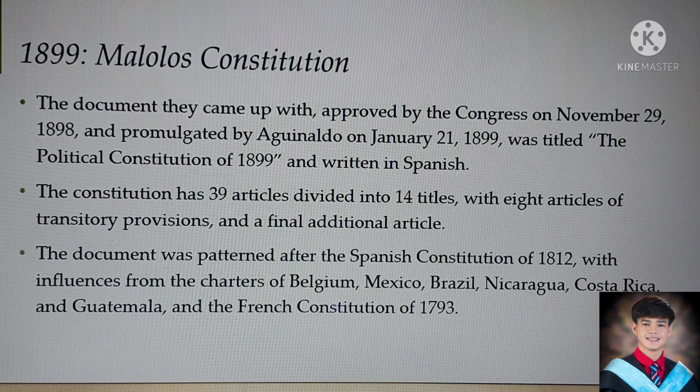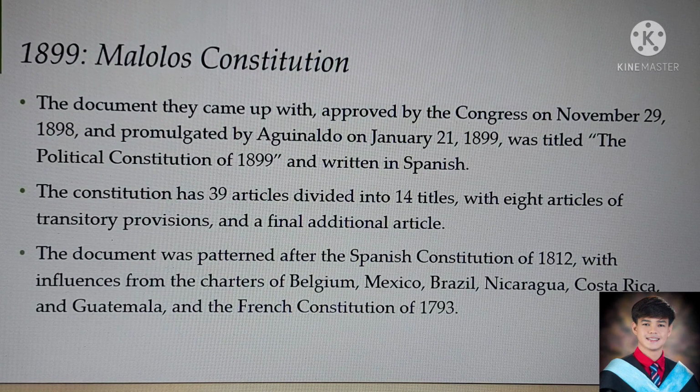The document was patterned after the Spanish Constitution of 1812 with influences from the charters of Belgium, Mexico, Brazil, Nicaragua, Costa Rica, and Guatemala, and the French Constitution of 1793. So, isinunod ito naman sa Spanish Constitution of 1812. Kung yung Biak-na-Bato, ang pinagmumulan niya ay yung Constitution of Cuba, ito namang Malolos is sa Spanish Constitution of 1812.